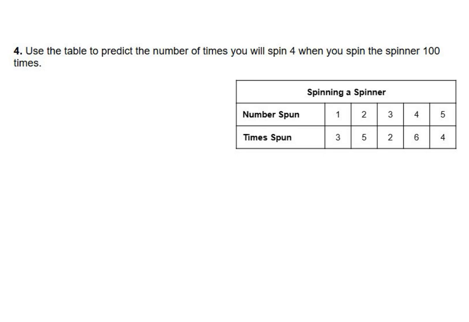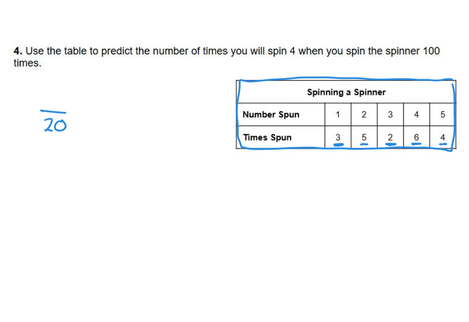For number 4, use the table to predict the number of times you will spin 4 when you spin the spinner 100 times. So we first of all have to look just at our data that we're given in this table. There are not 100 spins here. In fact, we have 3 and 5 is 8, 10, 16, so we have 20 total. That's the total number of outcomes in our trial or our experiment.